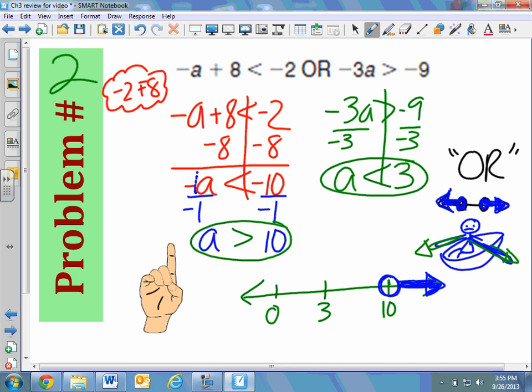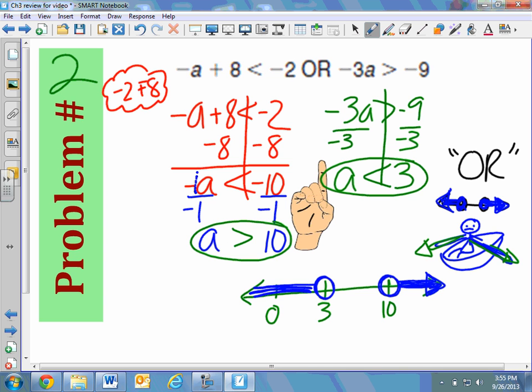And then the last one here, it says a is less than 3, meaning it has to be less than, like a 2, a 1, a 0, a negative 1. Okay, so I'm going to use an open circle, and I'm going to go the other way now. There you go. There's your graph and your equation, everything's solved.